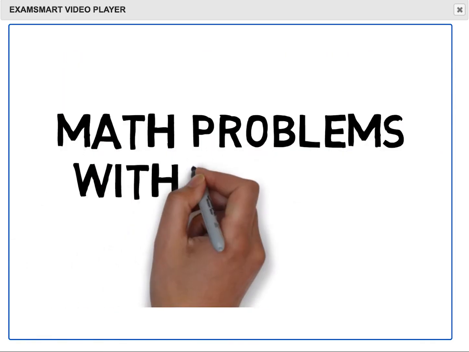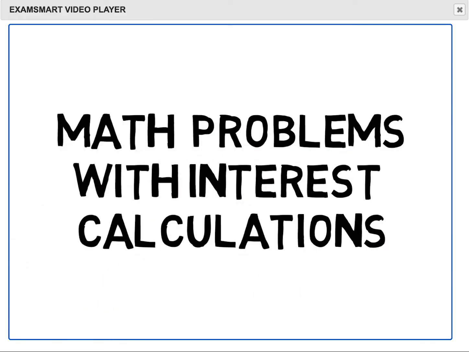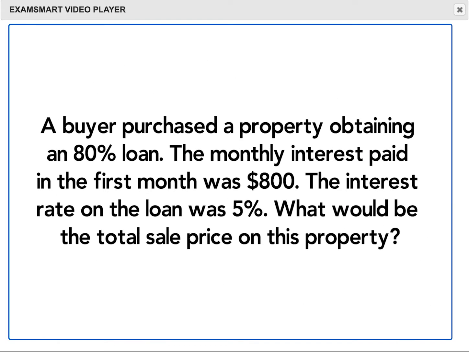Let's discuss some math problems that might involve interest calculations. Let's say a problem says that a buyer purchased a property obtaining an 80% loan. The monthly interest paid in the first month was $800. The interest rate on the loan was 5%. Interest rates are always quoted on an annual basis. What would be the total sale price on this property?